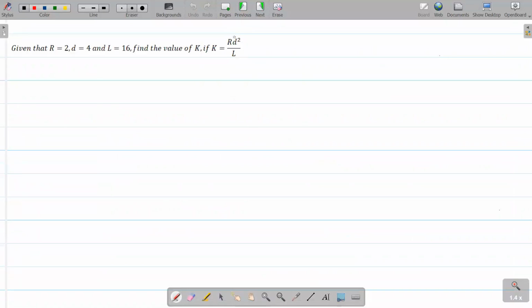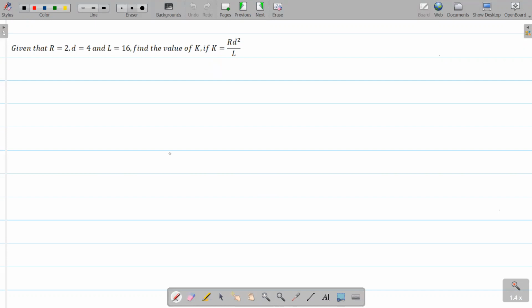Okay, good. So we have this particular question. Given that R is equal to 2, D is equal to 4, and L is equal to 16, find the value of K if K is given as K is equal to RD squared over L. What we are essentially doing is just substituting it into the formula.